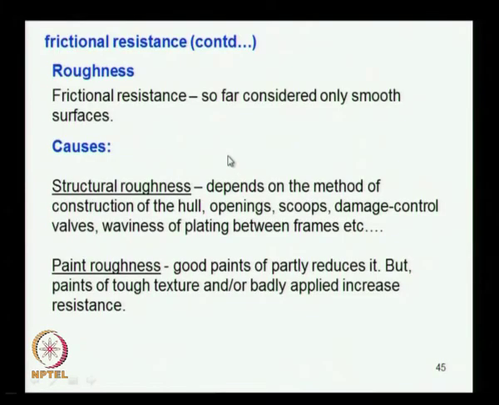Another factor in frictional resistance is roughness. So far we have considered generally a smooth surface, and the cause of roughness is structural roughness. This is coming to the actual ship case, not the model. The model is usually smooth, a wax model or maybe a fiberglass model, so the surface is smooth. So the resistance predicted from such a smooth surfaced model does not actually match the prototype, because the prototype surface is not going to be as smooth as the model surface. So the prototype will be more rough due to various reasons.